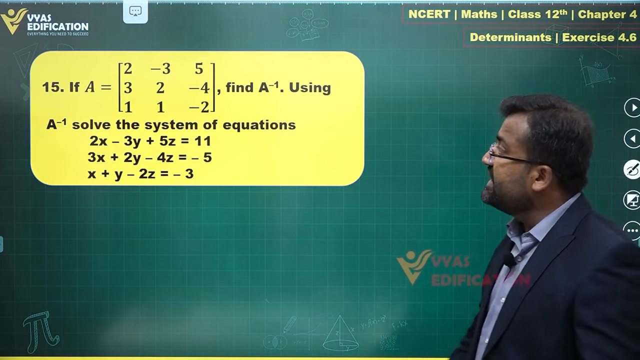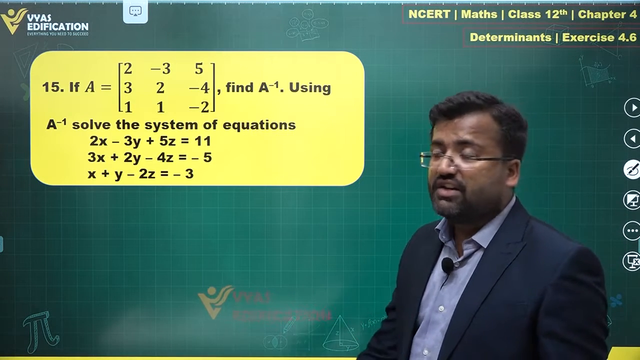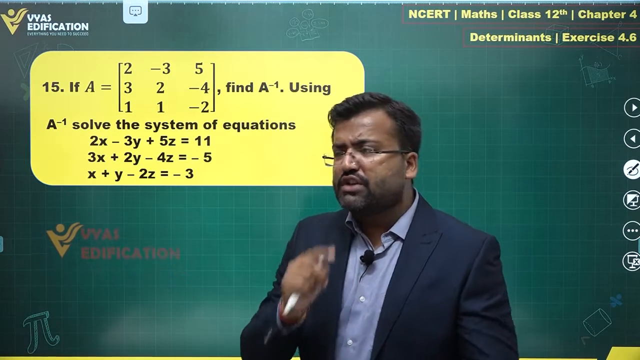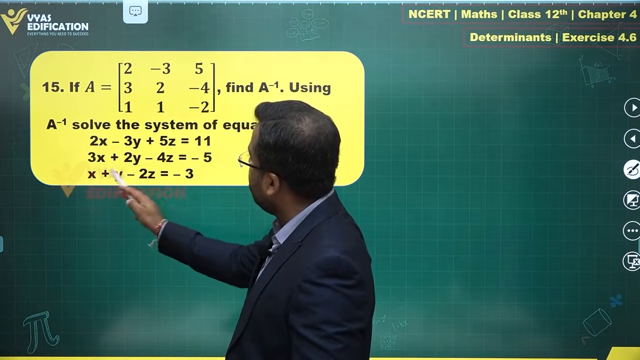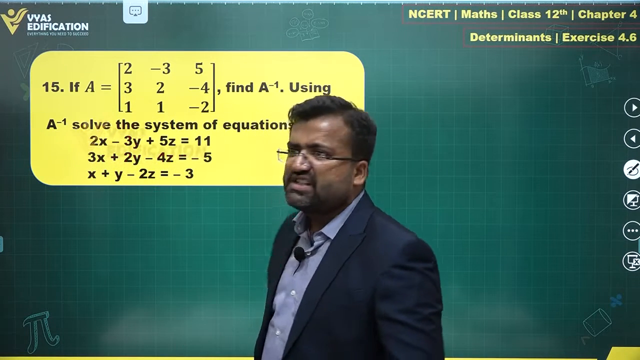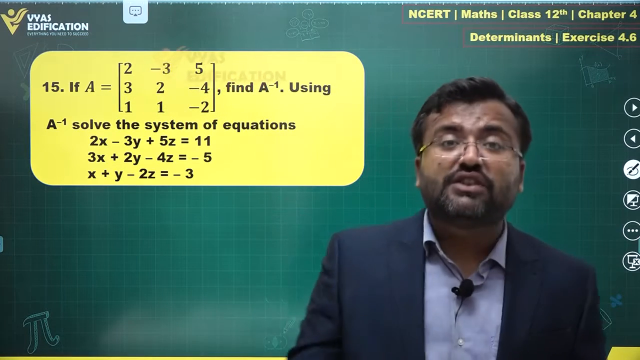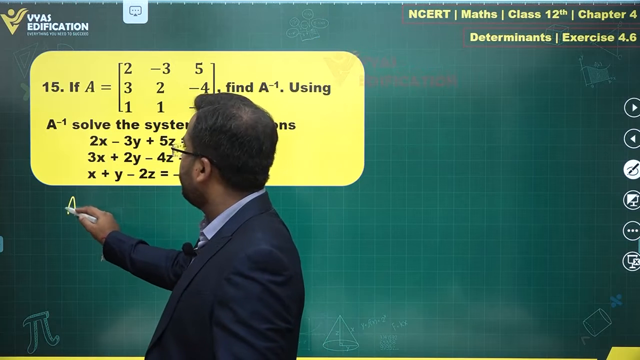Question 15 says, if matrix A is equal to this, find A inverse. First find A inverse, then using A inverse, solve the system of equations. Now, if you observe carefully, what is this matrix A? 2, minus 3, 5 are the coefficients. 3, 2, minus 4 are the coefficients. 1, 1, minus 2 are the coefficients. Basically, you are given the coefficient matrix directly and you are asked to find the inverse first of all. So let's go about finding the inverse for this A.